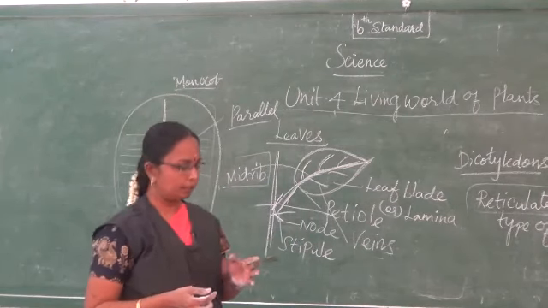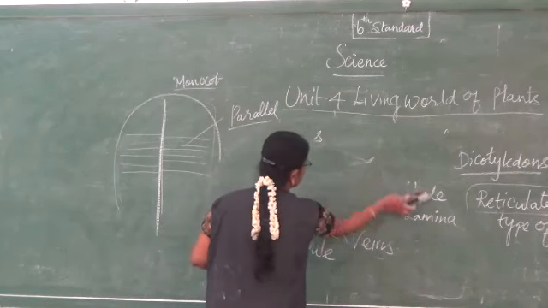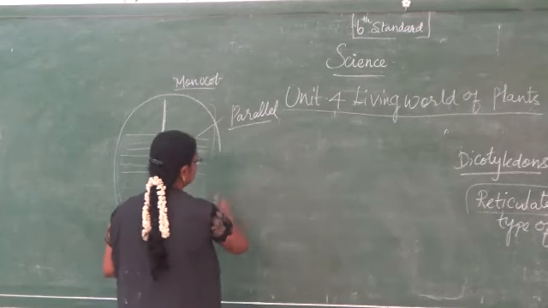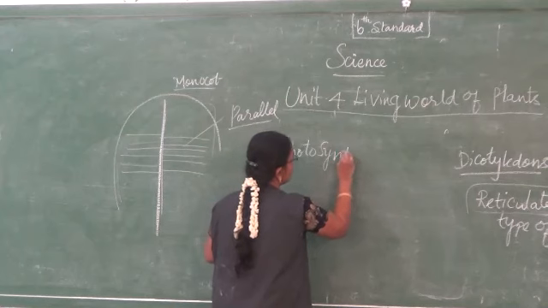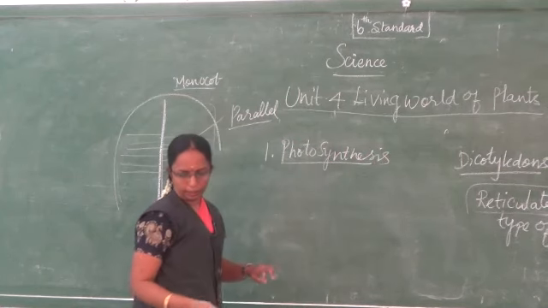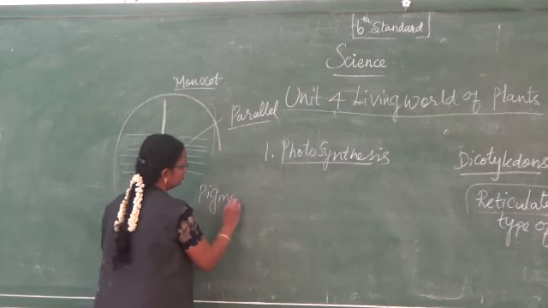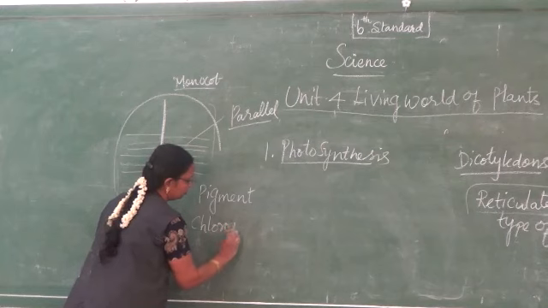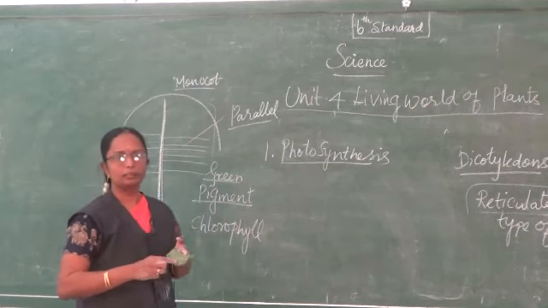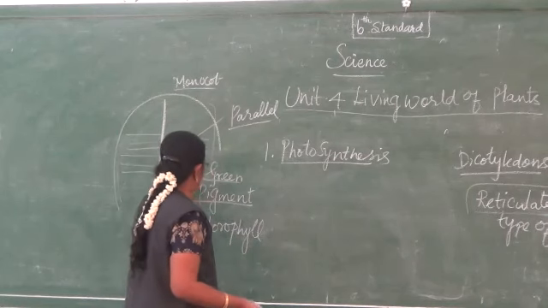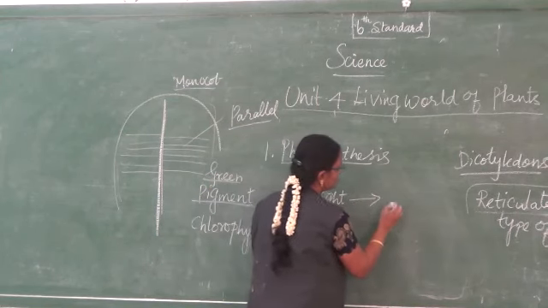Then about the function, what the leaves are doing: mainly they are preparing food. The plants are preparing their food through the process called photosynthesis. All the leaves appear green in color because of the presence of the pigment called chlorophyll. This is the green color pigment that gives this color to the plant. With the help of chlorophyll and sunlight, the plants are able to prepare their food.